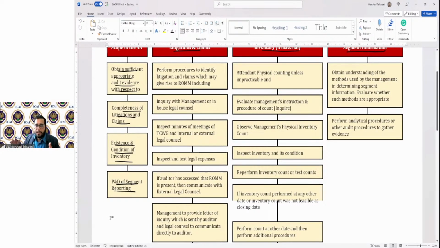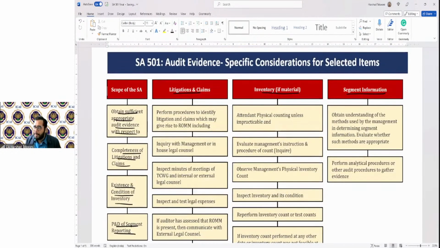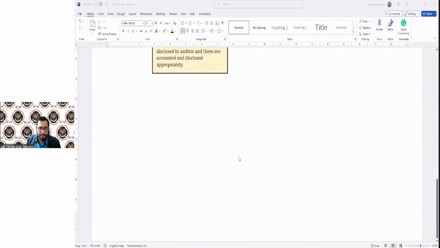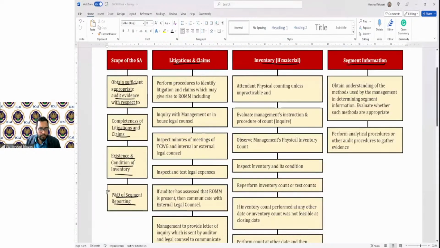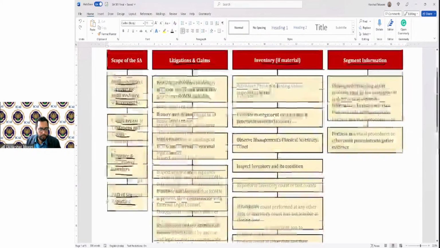To achieve this objective, there are some requirements given in the SA, and we need to understand them. First I'll take up inventory. When inventory is material, how can we ensure that the existence and condition of inventory is what is there in the books of account? Let's say, for example, give me a minute.